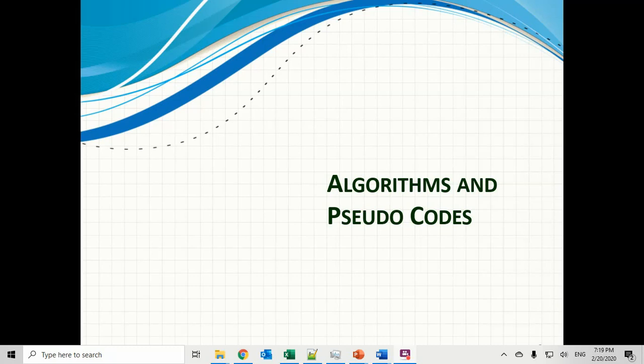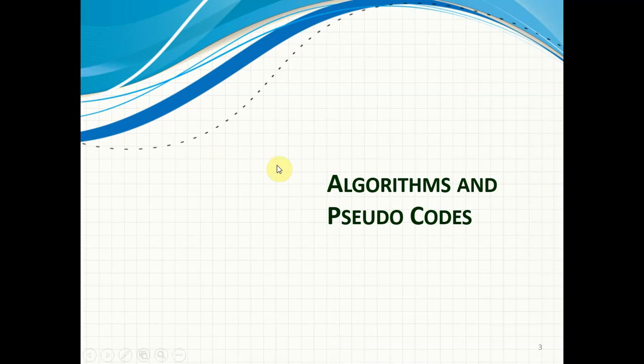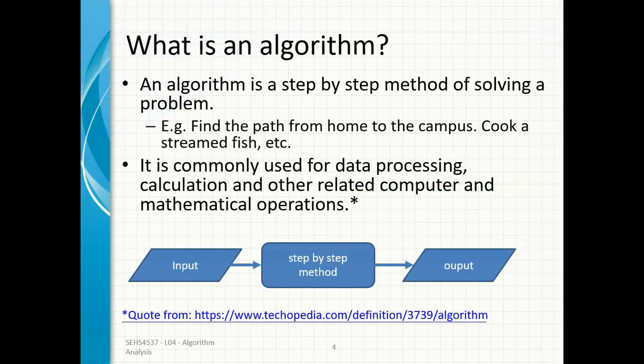Then I would like to talk about algorithms and pseudocodes. Algorithms, in Chinese, are called 演算法. It is a step-by-step method of solving a problem. For example, you would like to find a path from home to the campus. What is the best way to do so? What is the cheapest way to do so? What are the steps needed?